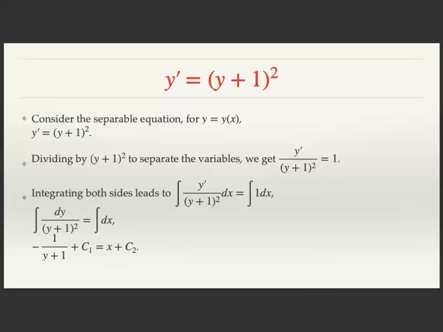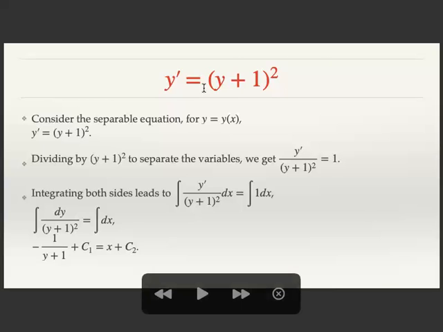All right, so now let's solve this equation. We see that it is separable because it fits the definition of a separable equation. An equation is separable when it can be written in the form y prime is equal to some function of x times some function of y. Here, the function of x is missing, but we can say that it's 1. So we can say that this is 1 times (y plus 1) squared. So 1 is a function of x, and (y plus 1) squared is a function of y.